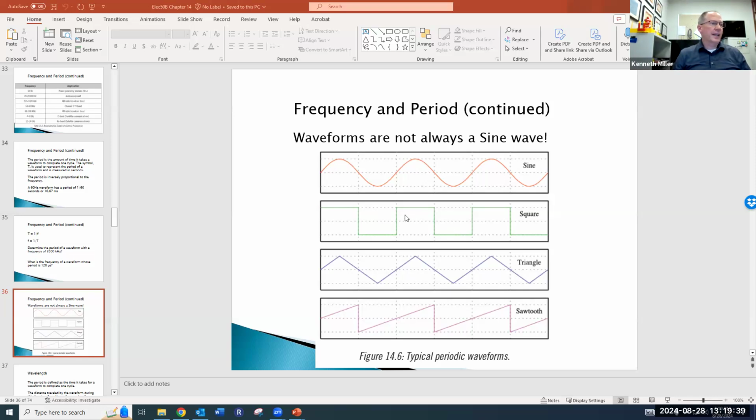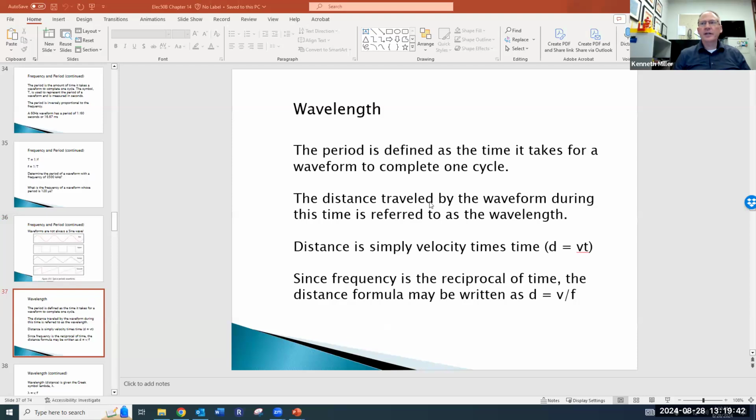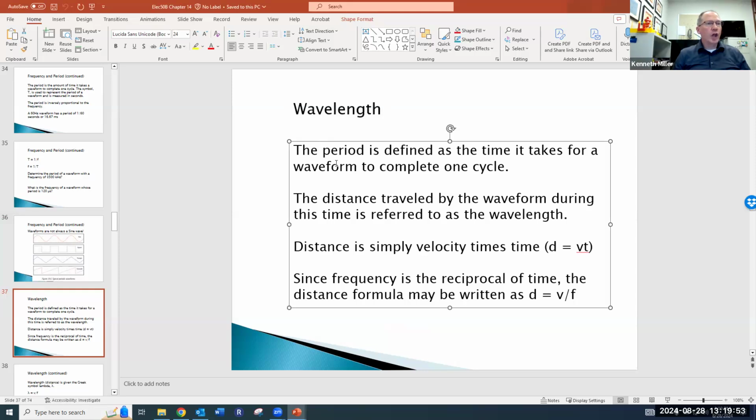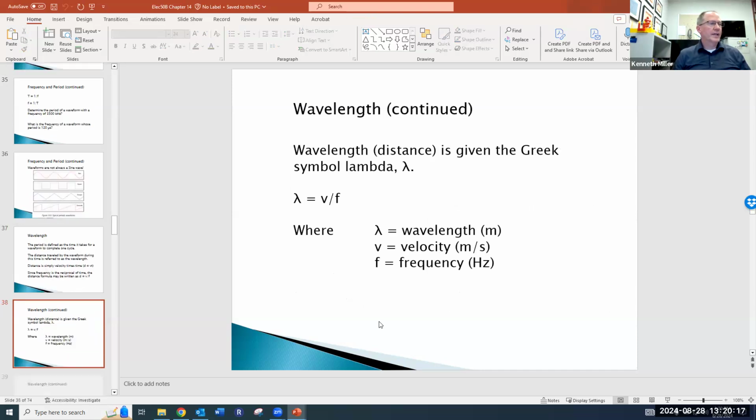And you'll experience that in lab, where you use a function generator to create different things there. Now, the term wavelength here is referring to how long is that wave, right? So the distance is simply the velocity times the time. Since frequency is the reciprocal of time, the distance formula may be rewritten as the distance equals the velocity divided by the frequency, which is just 1 over time is 1 over the frequency. So that's where you get that value from.